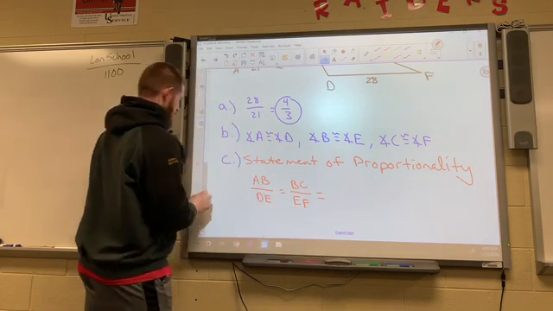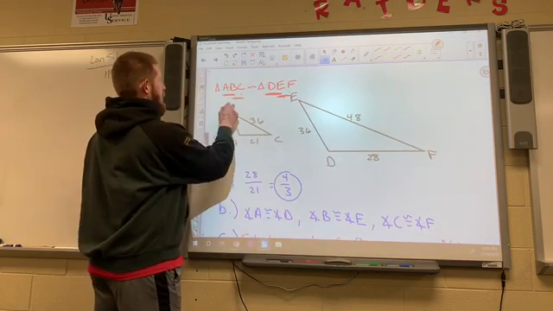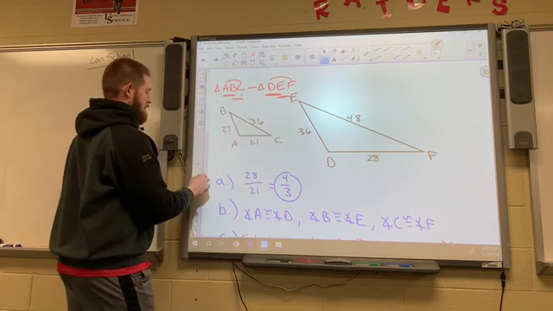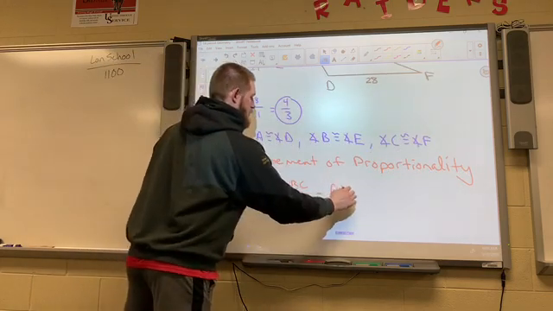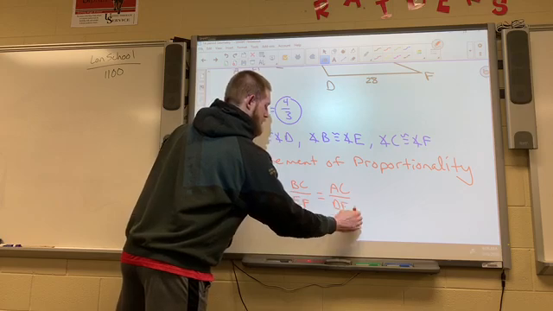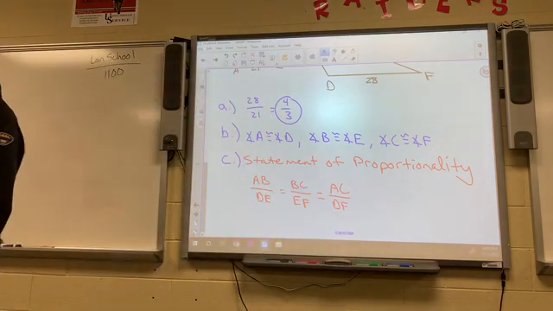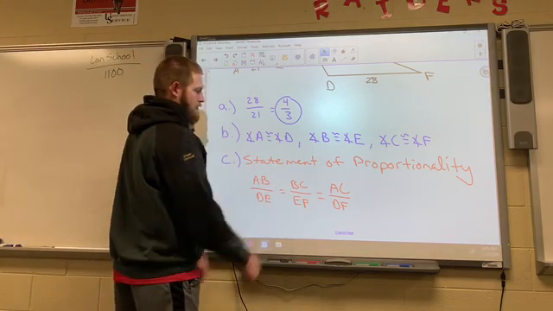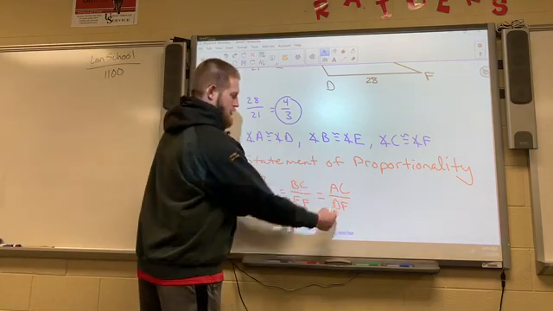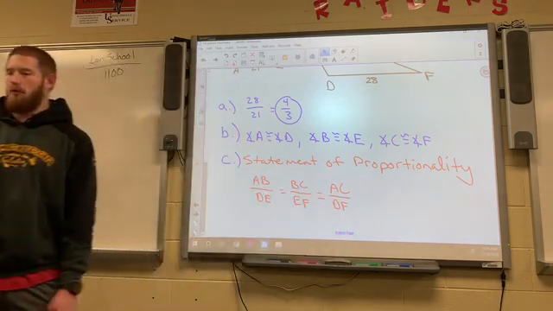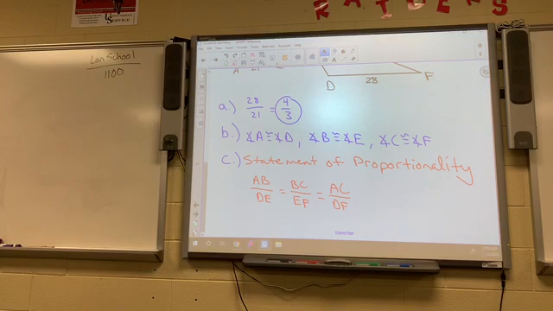which should also be equal to AC over DF. This is your statement of proportionality. It is showing three ratios, any two of which would be proportional. Meaning I could take these two, solve a proportion, these two, solve a proportion, or these two and solve a proportion. Okay, and we will be solving those proportions here in a second.